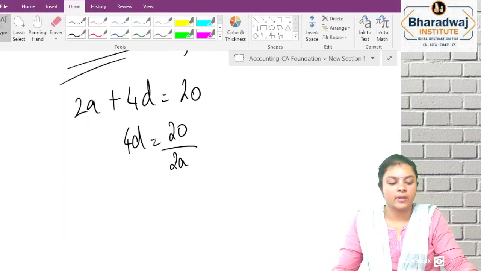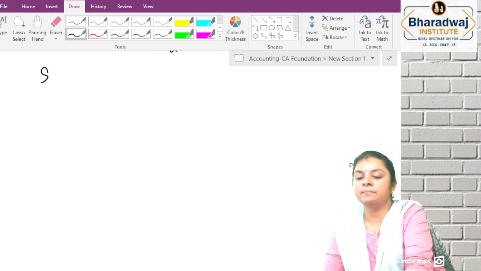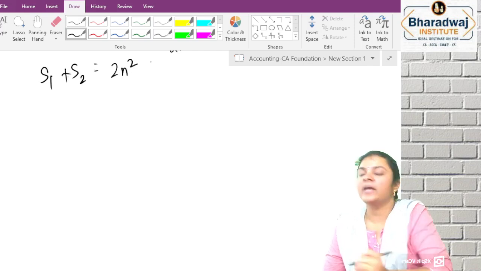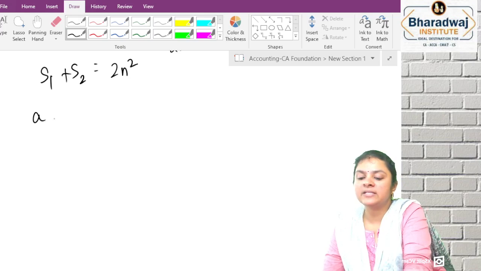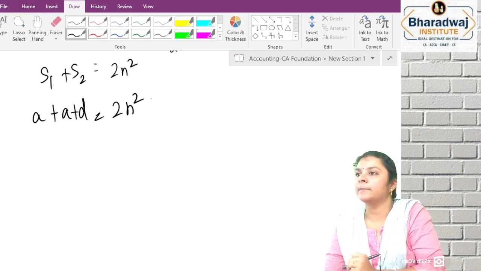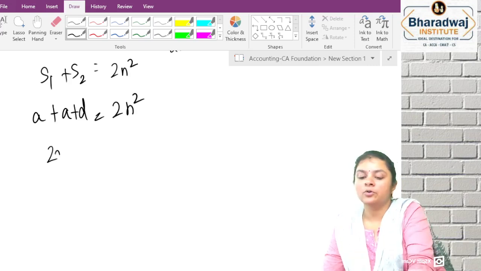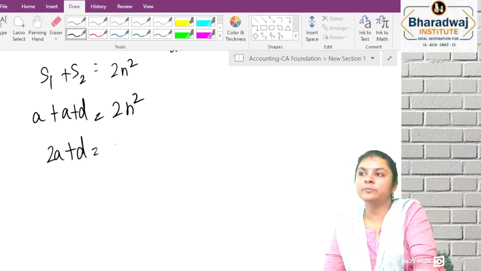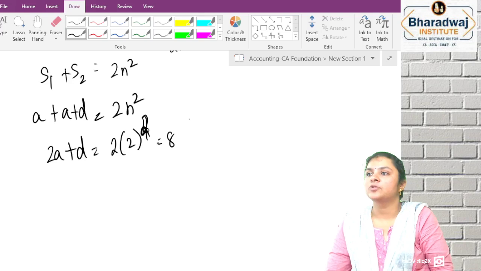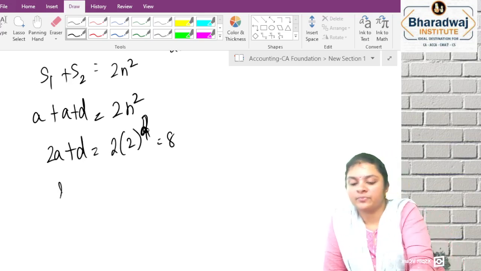Now, the sum of the first term plus the second term, first term a1 plus a2, is 2n square. In other words, a plus d is equal to 2n square. Okay. 2a plus d is equal to 2n square, with n as 2, which is how much? 4 into 2, 8. So 2a plus d is equal to 8.